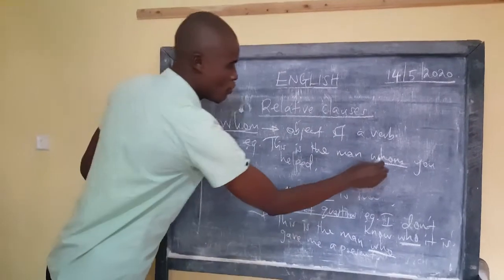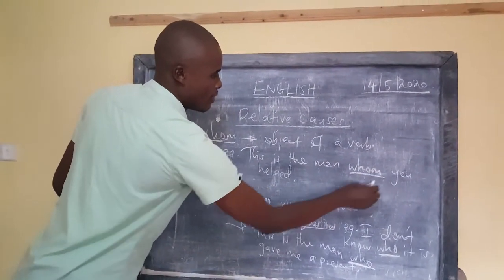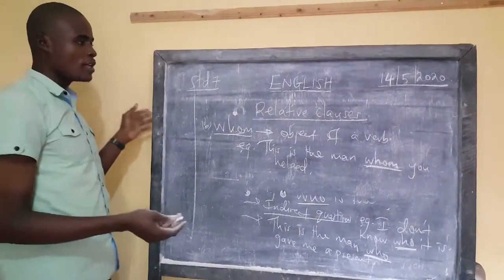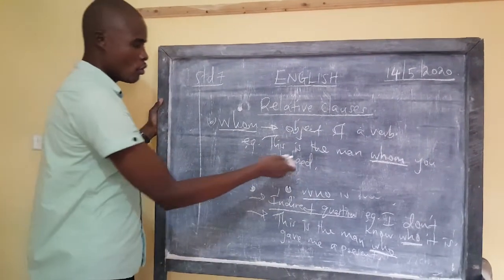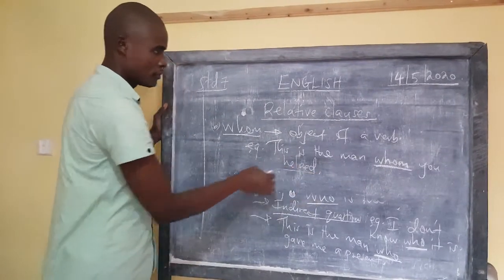This is a man whom I hope it is clear. This is a man whom you helped yesterday, for example. So whom has been used there to show the object of the verb. Whom you helped. This is the action.